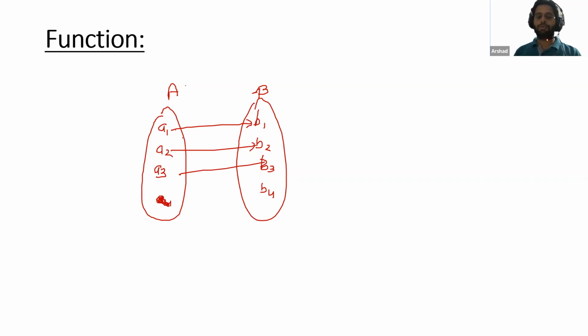Second, all the elements should be associated to a unique element. That means A1 should be linked with B1 only, a single element. If A1 is also related to another element, then this is not a function. But if you have an A4 and it is also linked with B3, then this is a function, because all the values are related with a single element only. So what is a function? Where all the elements of set A are associated to elements of set B, and they are associated to a unique element. This we have already done last year.